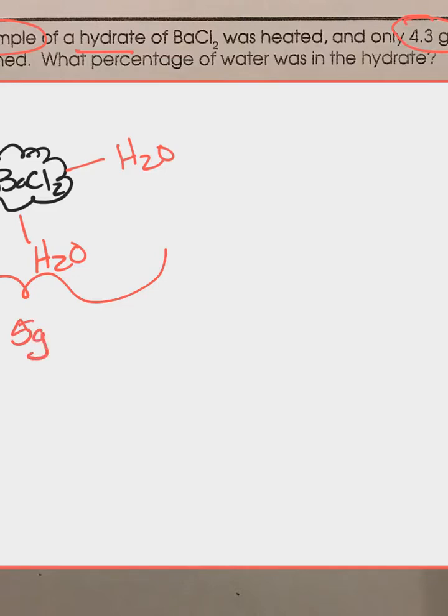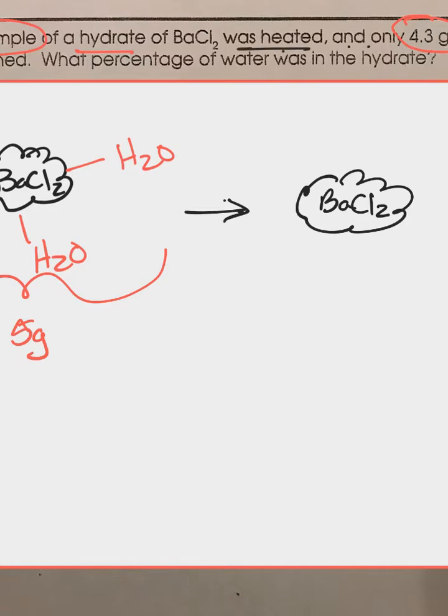Now we're going to heat it up. And what happens when we heat things up is the water goes away. So we're going to end up with just the barium chloride. And they're telling us when it was heated, only 4.3 grams of the anhydrous salt, that means without the water, remained. So this thing weighs 4.3 grams.